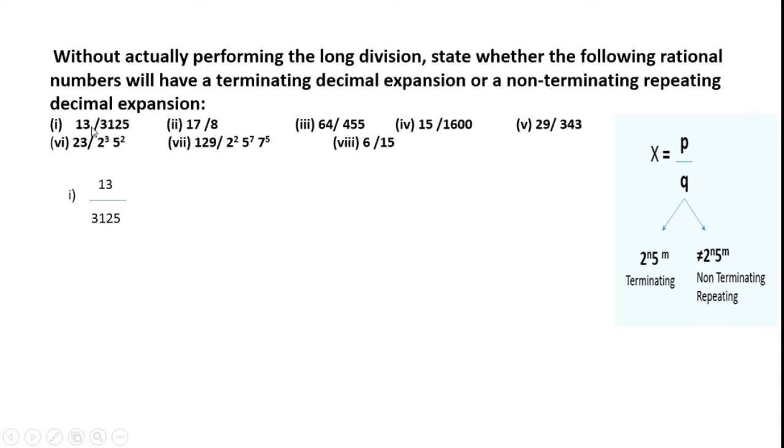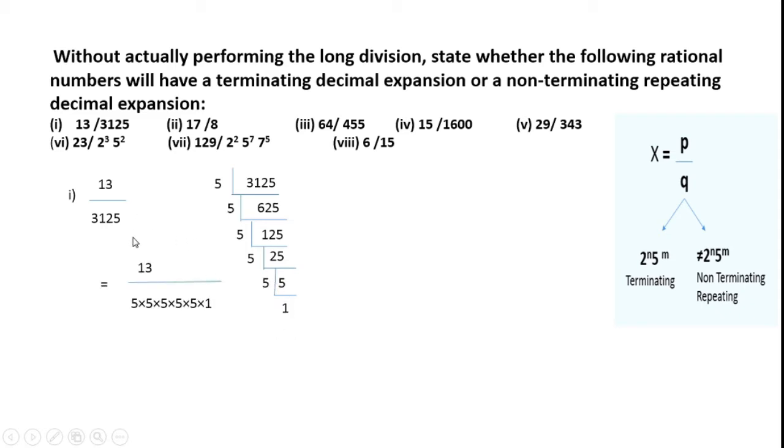Let's see that. First question, 13 by 3125. So we have to do the prime factorization of the denominator. Here the denominator is 3125. So we have to find the prime factorization of that number. First I am taking 5. Now 625. Again 5, 125. Again 5, 25. Again 5. 5 fives are 25. Then 1.